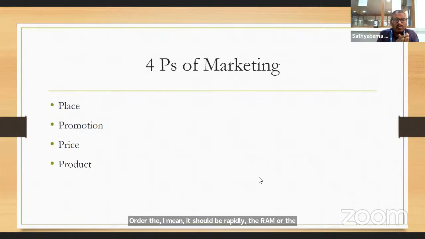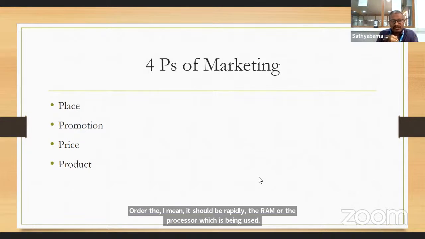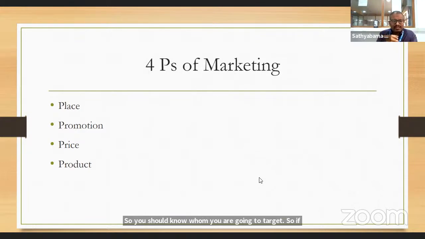So you should know whom you are going to target. If you want a good selfie camera, you are going to target a different audience or a different set of people. You should know whom you are going to market to, who your customer base is, and how you are going to promote. That is called the place in which you're going to promote.